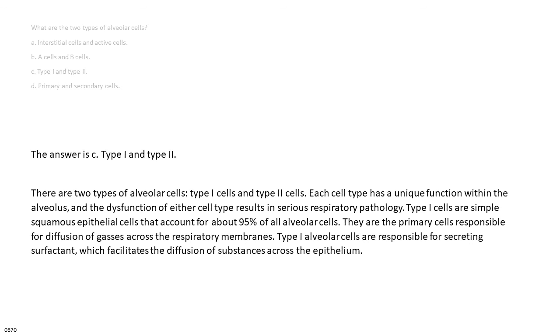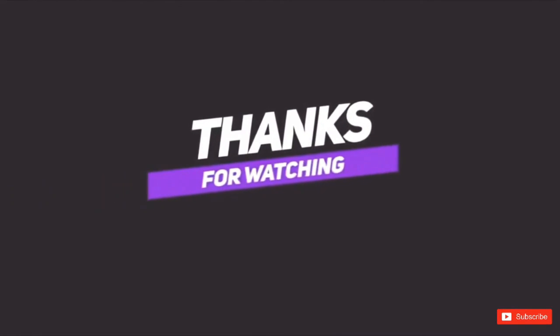They are the primary cells responsible for diffusion of gases across the respiratory membranes. Type 1 alveolar cells are responsible for secreting surfactant, which facilitates the diffusion of substances across the epithelium.